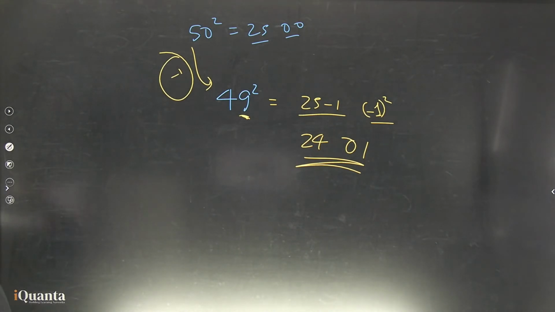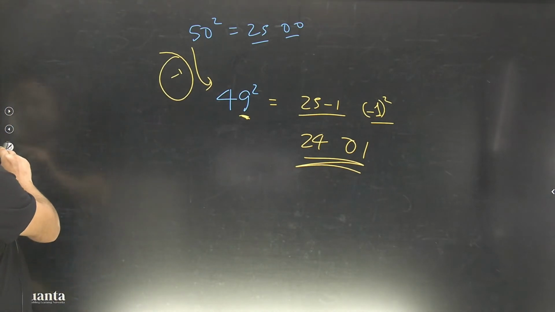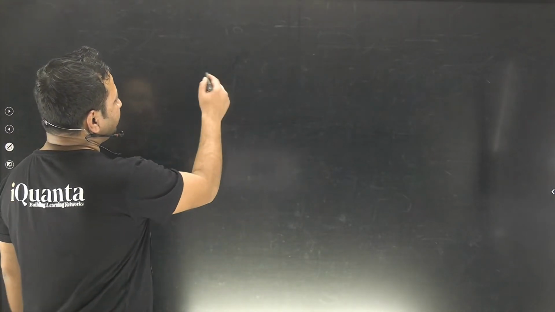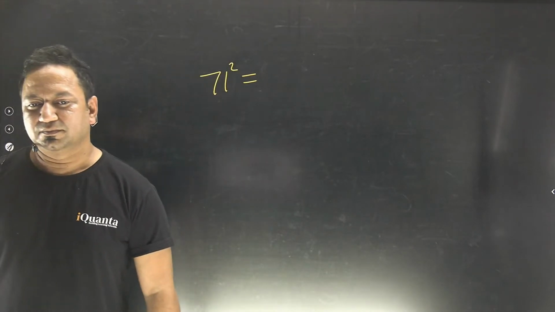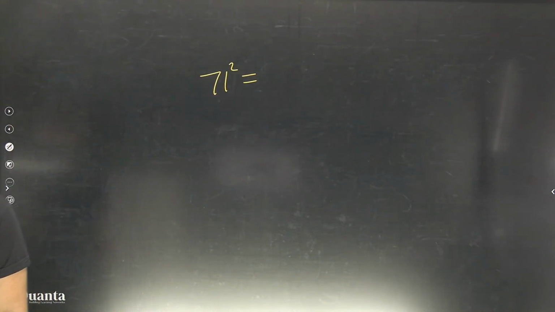Cool. So now I'll give you some problems and you'll tell me the answers. Here comes the first problem. Tell me the square of 71. Come on. Yeah, Viral, that's right.